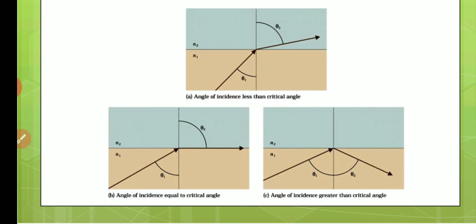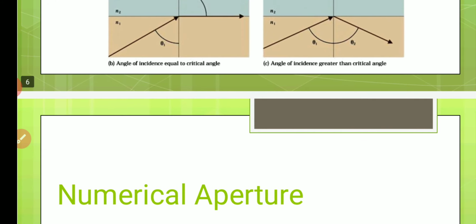Then the third figure is the principle of optical fiber communication, that is total internal reflection. The angle of incidence is greater than the critical angle. The light must be passed inside, that is, the light must be passed through the core. That is, the angle of incidence is greater than the critical angle. It is the total internal reflection.